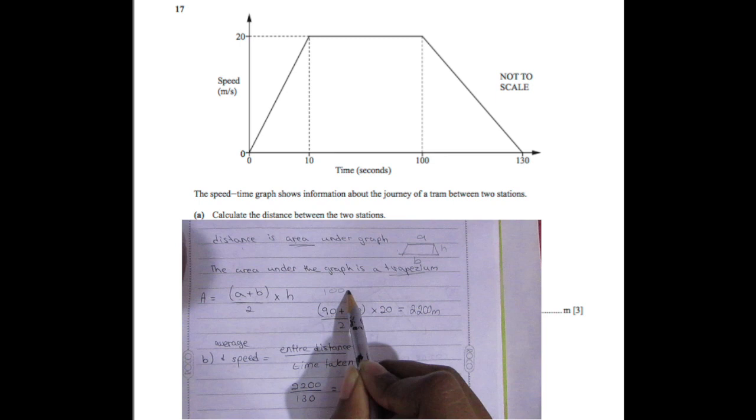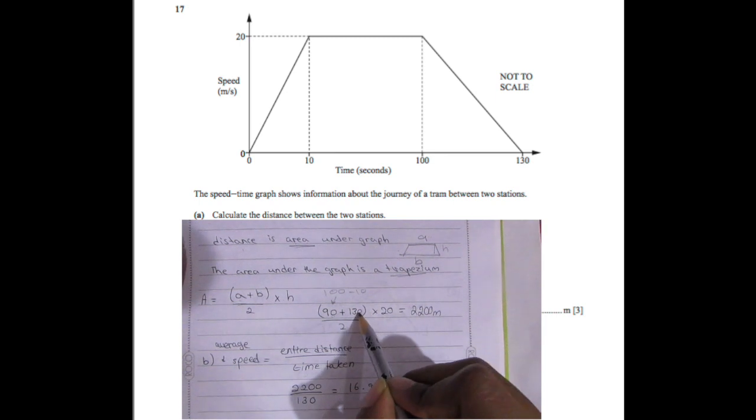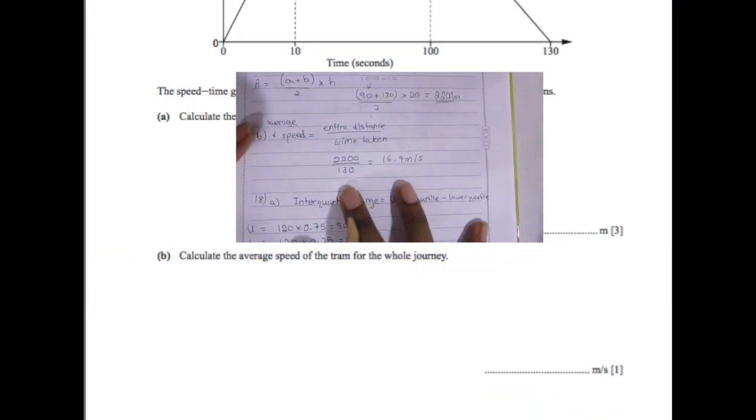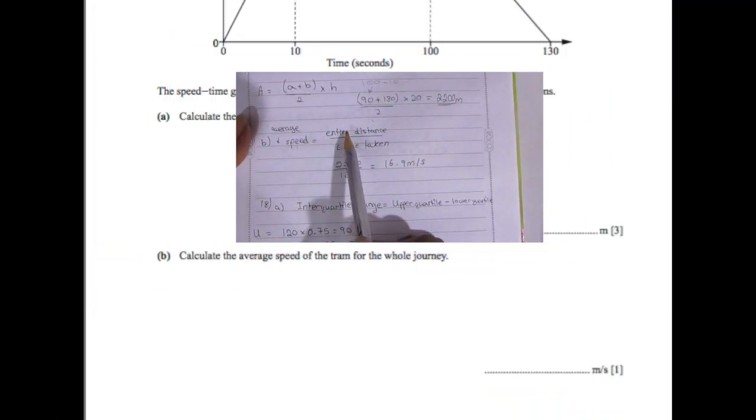A and b being the sides and h being the height. So in this case, a is 90 because it's 100 minus 10, and b is 130. So 90 plus 130 divided by 2 times 20, which is the height. That gives you 2,200 meters.